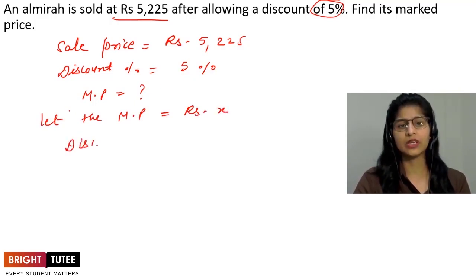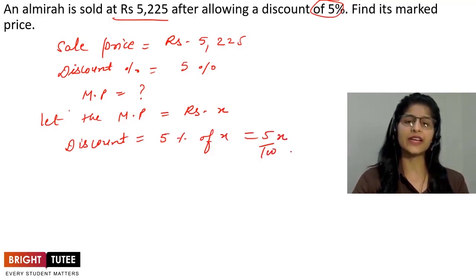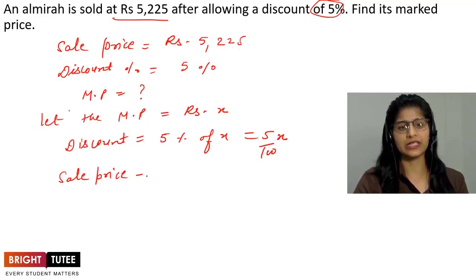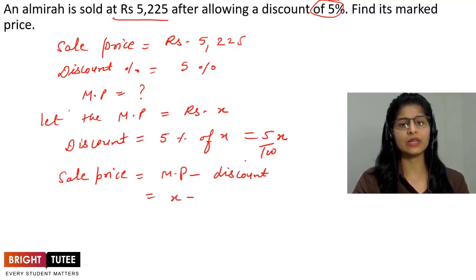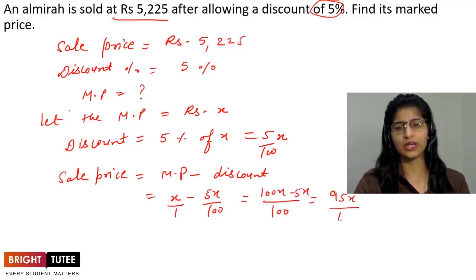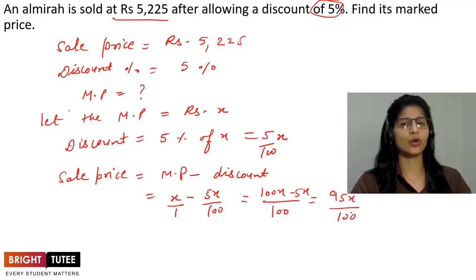What will be the discount? Discount is 5% of X. That is 5 upon 100 into X, 5x upon 100. This is the discount, right? How do we calculate the sale price? Sale price is calculated as marked price minus discount. So marked price is X minus discount is 5x upon 100, right? So solve it. We will get 100 as the LCM. 100x minus 5x, that is 95x upon 100. So this is what sale price according to us.